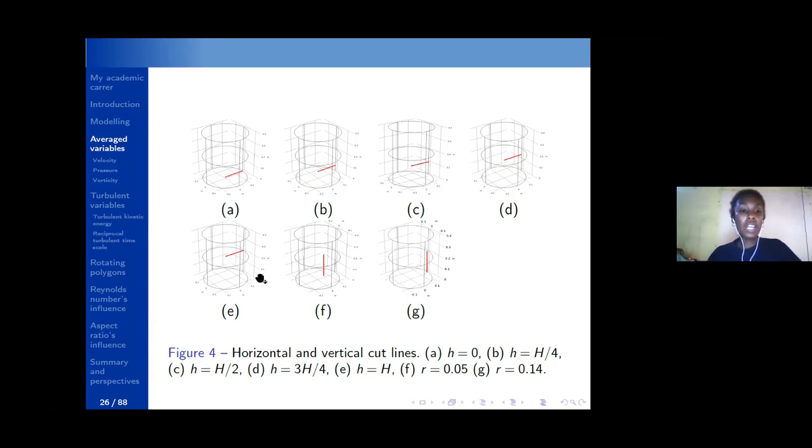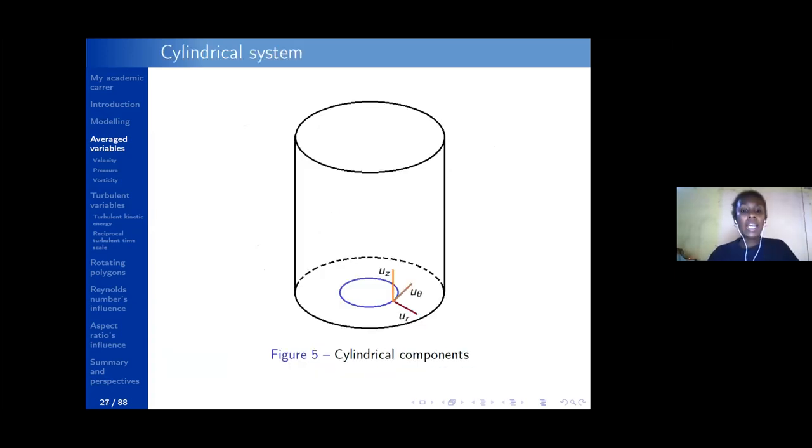But for scalar variables, we directly plot in horizontal and vertical surfaces, horizontal and vertical planes. And for vectors, we choose to use the cylindrical system. So we have the radial component, the azimuthal component, and the vertical component.